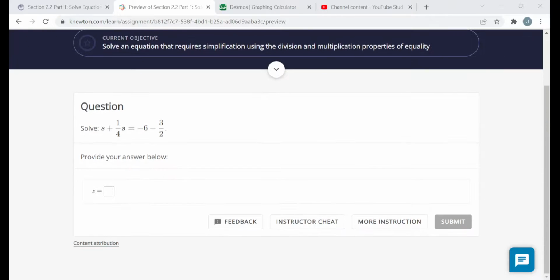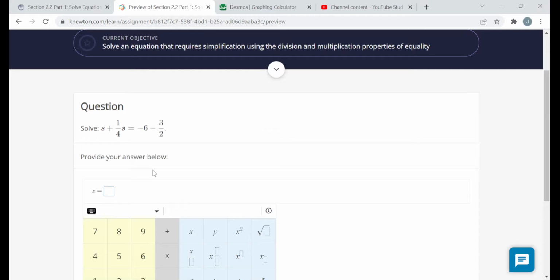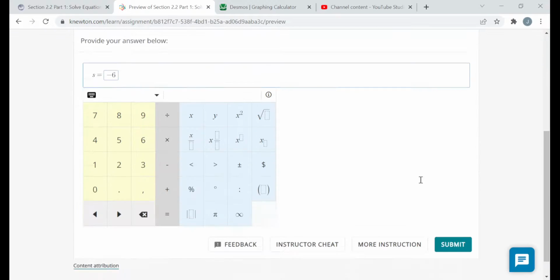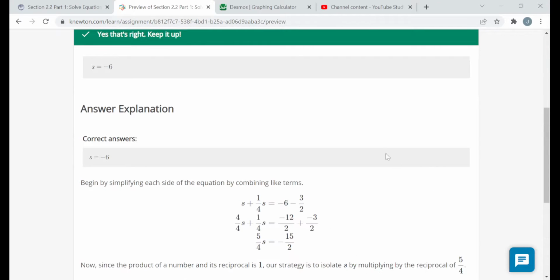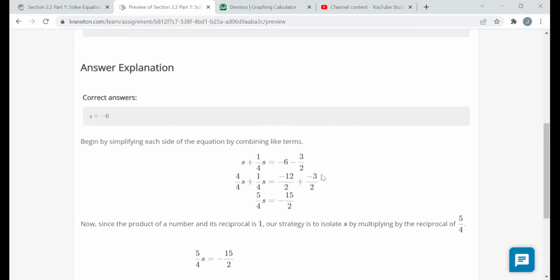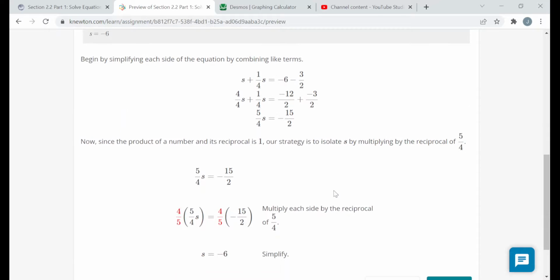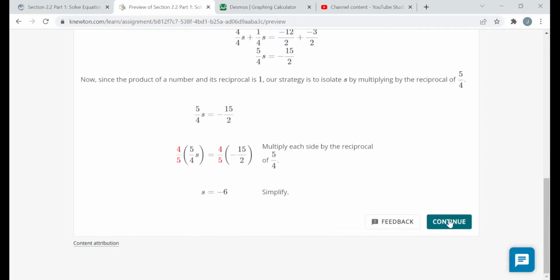So if I ever see an equation with fractions again after this, that's what I'm going to be doing, because I find it simpler for people to grasp, multiplying both sides by the LCD. So s equals negative 6. Wonderful. Yeah, see, they did it here the first way that I showed you, where you just keep the fractions and do all that. But there's that alternate method as well, multiply both sides by the LCD.